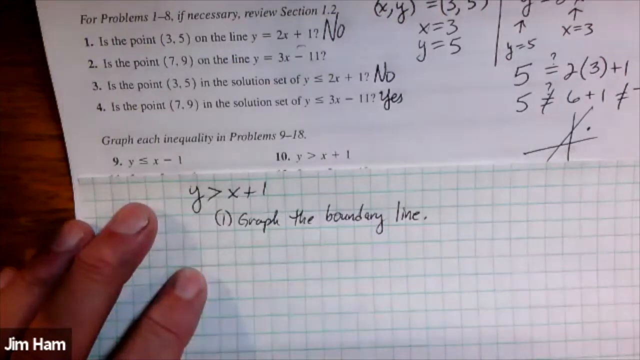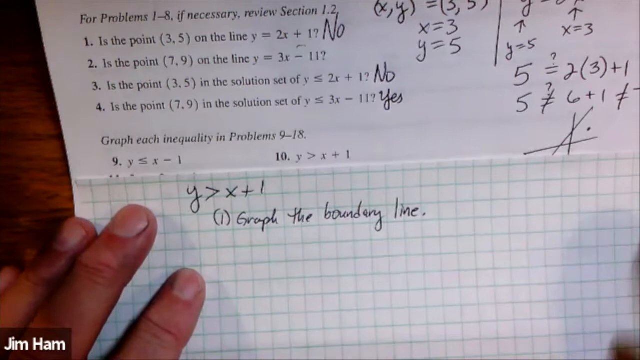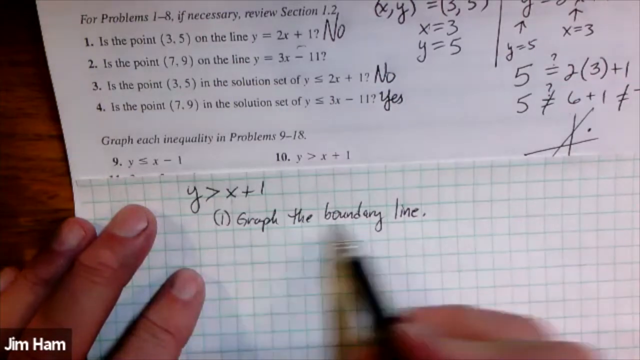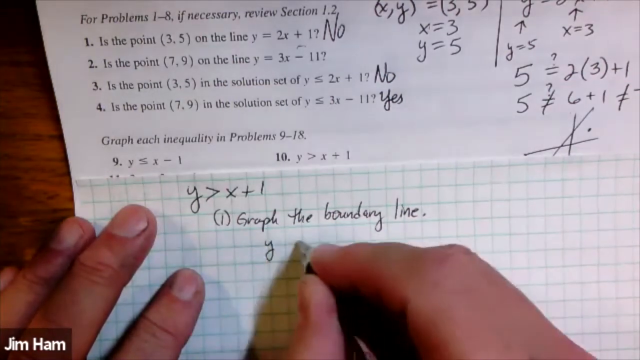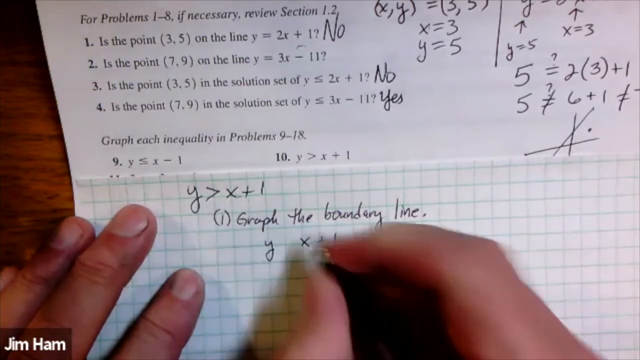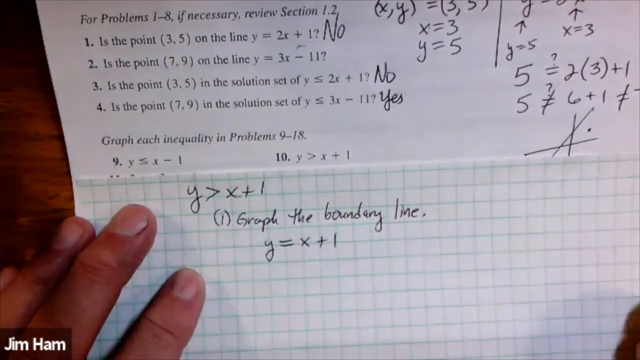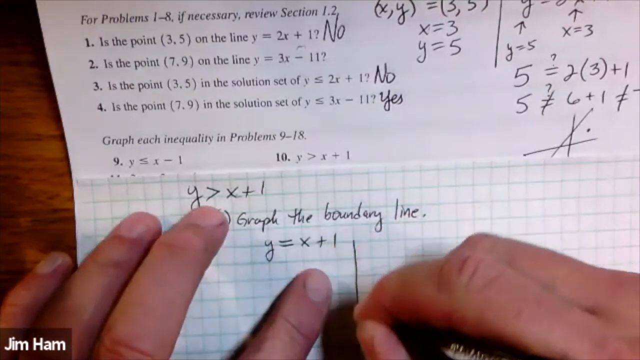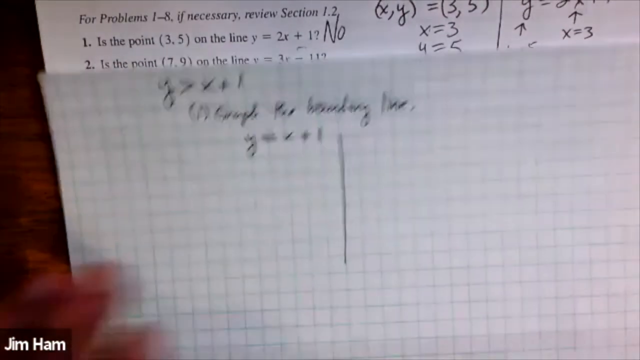So however you graph a line in algebra, you can use the slope-intercept method. You can do a t-table and plug in a couple of points. But the boundary line is exactly as you see here, up here. But we're going to replace the inequality symbol with an equal sign. And then we're going to graph that line. So I'm going to do it here.